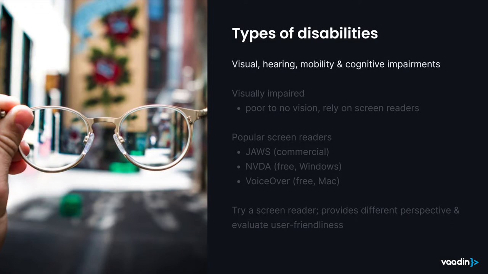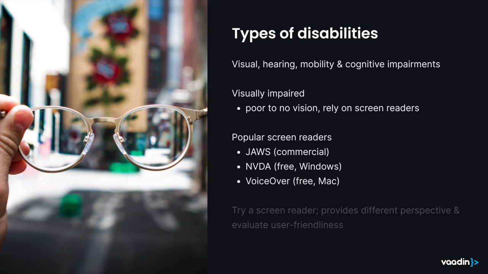There are many types of disabilities, such as visual, hearing, mobility, and cognitive impairments. And this video will mostly focus on the visually impaired, specifically people that suffer from poor to no vision, that have to rely on screen readers to interpret and read the content on the screen aloud.